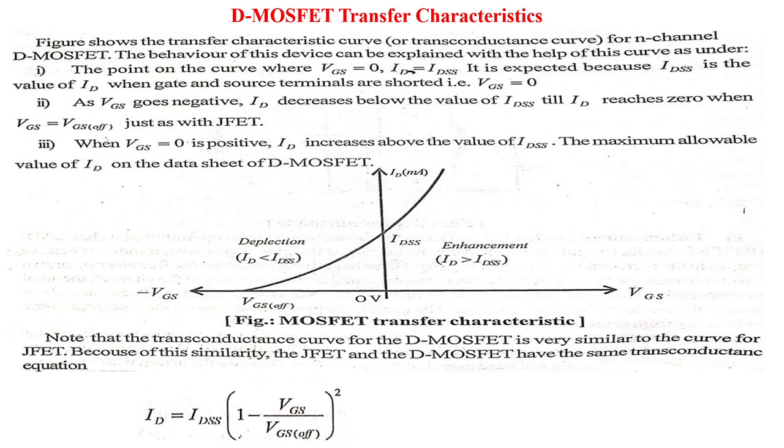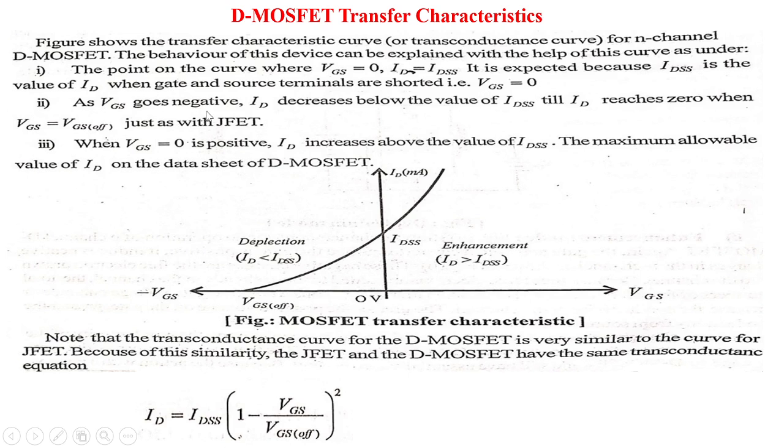Now, D MOSFET transfer characteristic. The figure shows the transfer characteristic curve or transconductance curve for N-channel D MOSFET. The behavior of this device can be explained with the help of this curve as under. First, the point on the curve where VGS equals 0, ID equals IDSS. It is expected because IDSS is the value of ID when gate and source terminals are shorted, that is VGS equals 0.